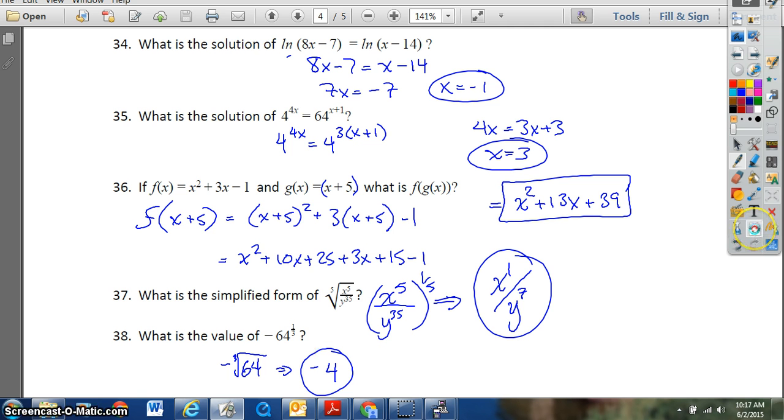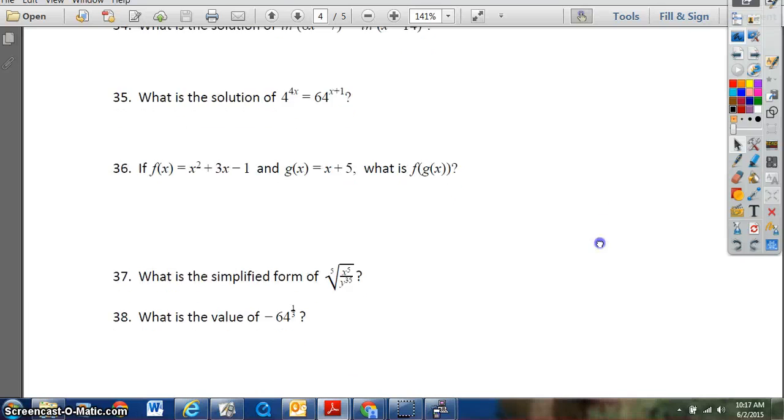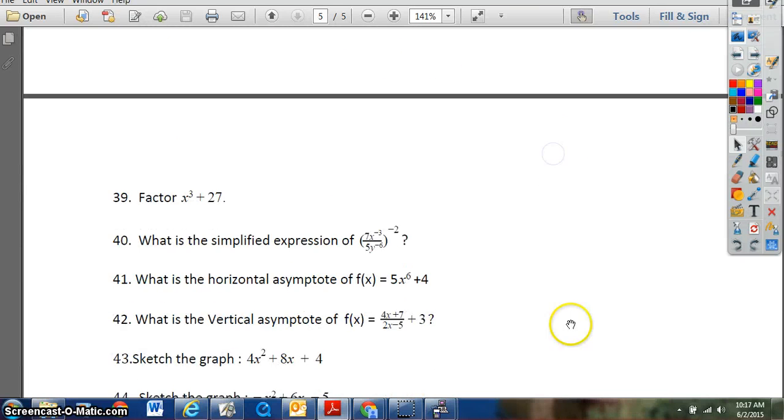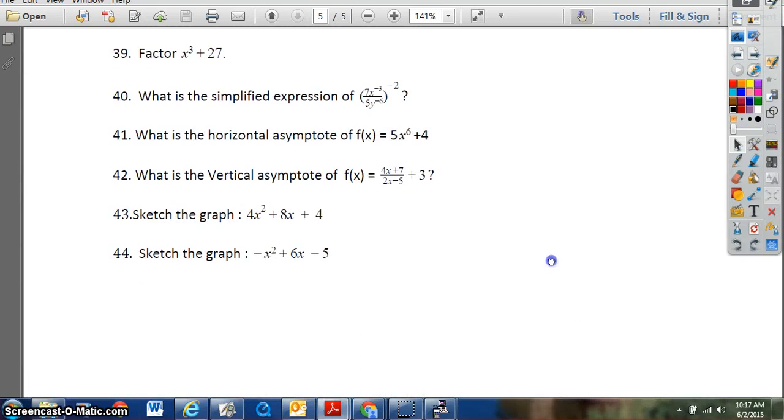So that takes us up to 38. Making good time here today. At least I think I am.